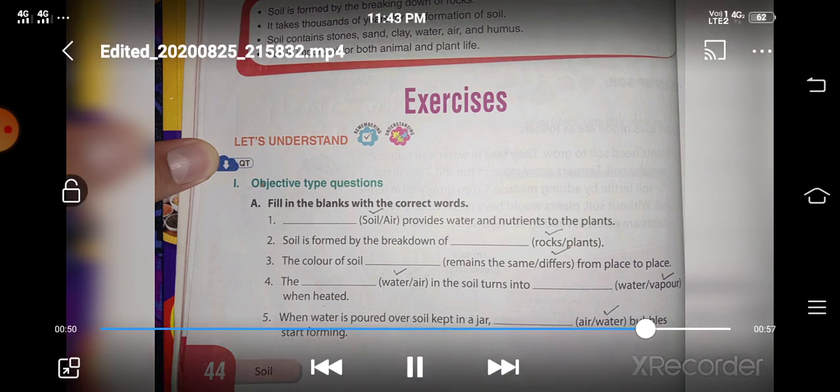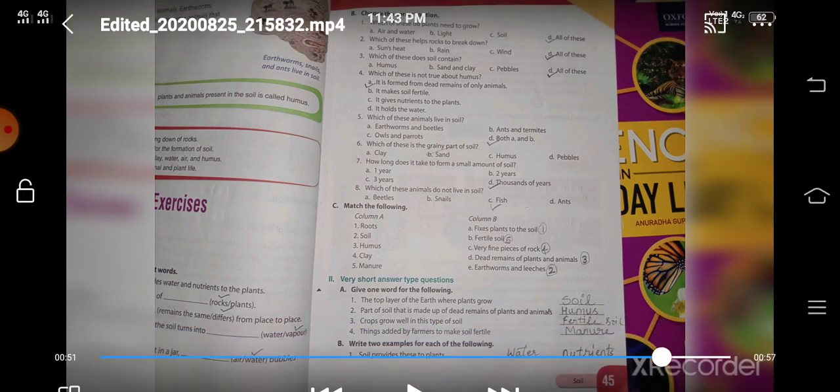Now we will move on to the next one. Which of these do plants need to grow? That is, choose the correct option. You will mark D, all of these. The second one again D, all of these. Third one, which of these does soil contain? Again all of these. The fourth one, which of these is not true about humus? You will mark A. It is formed from dead remains of only animals. Okay.